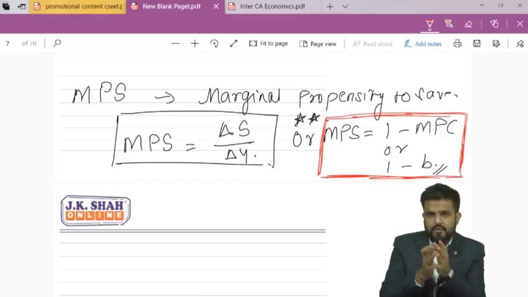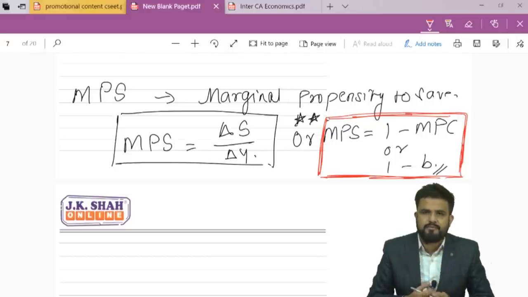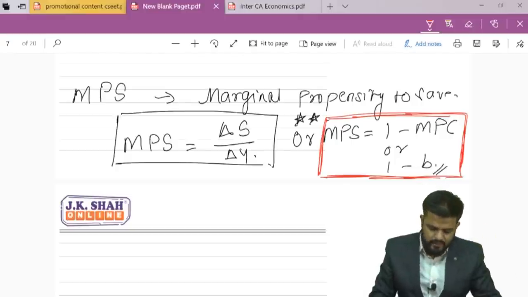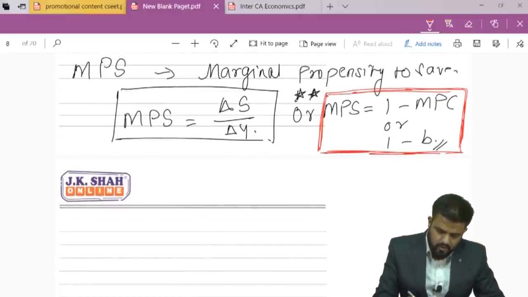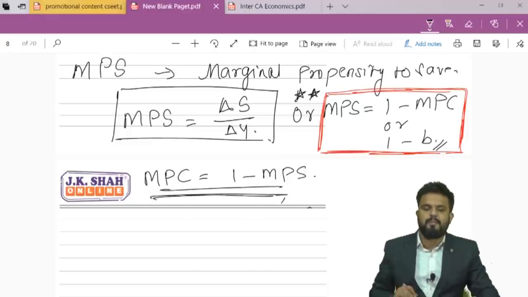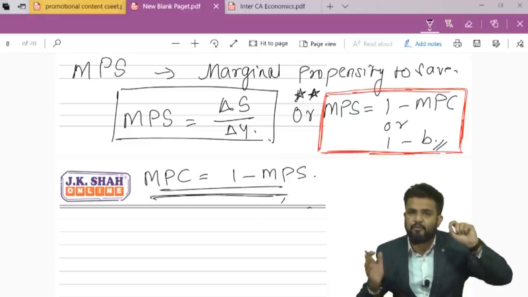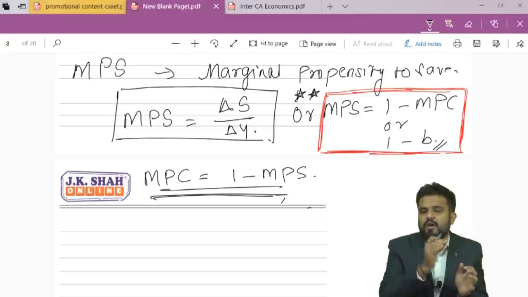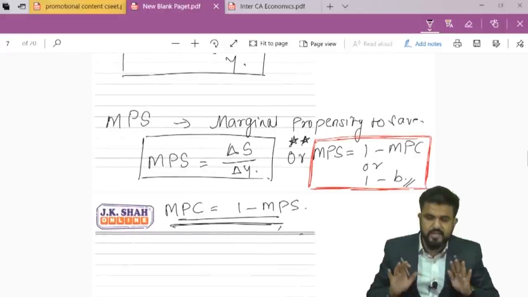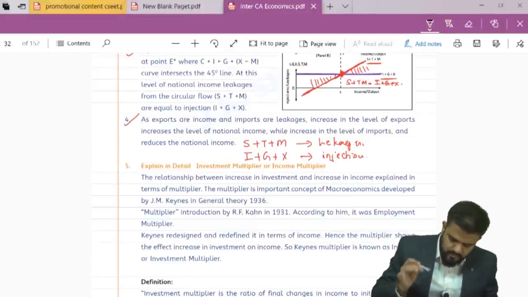So 1 represents income. From income, if I remove consumption, whatever is left will be your savings. Or we can even write something like this, MPC is equal to 1 minus MPS. So this is also possible. So from income, if you minus savings, whatever is left is your MPC. These were very simple basic formulas. Let's go ahead.